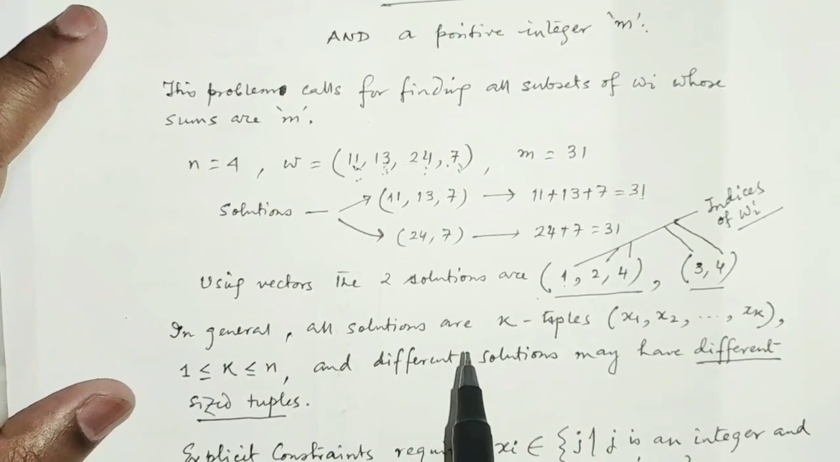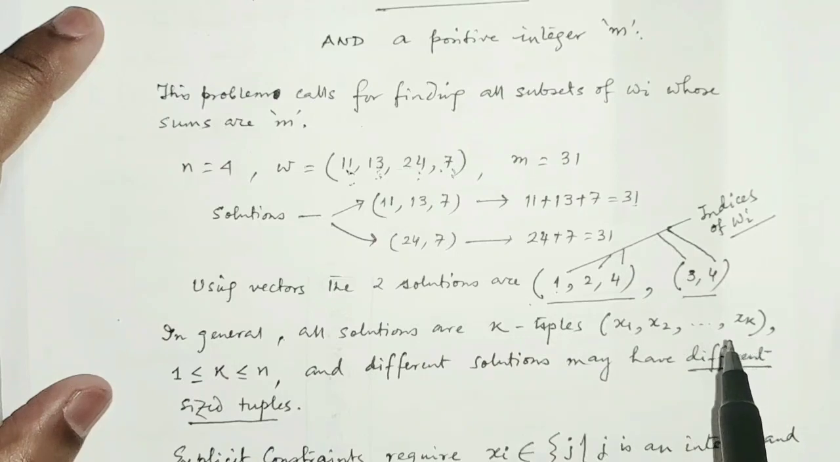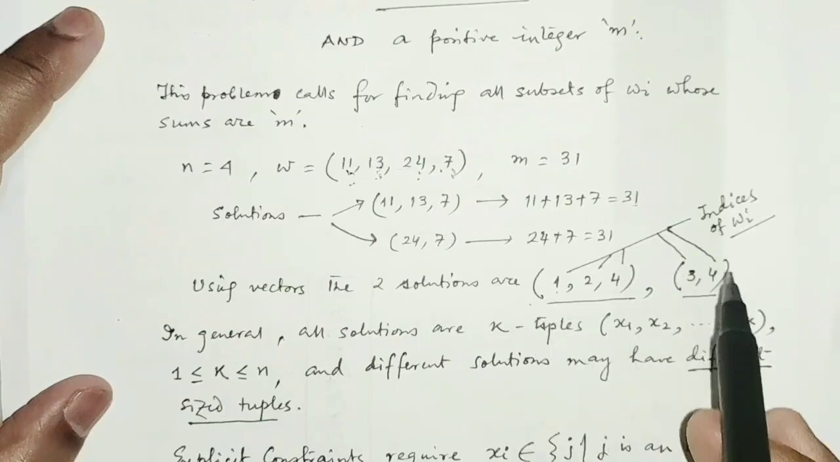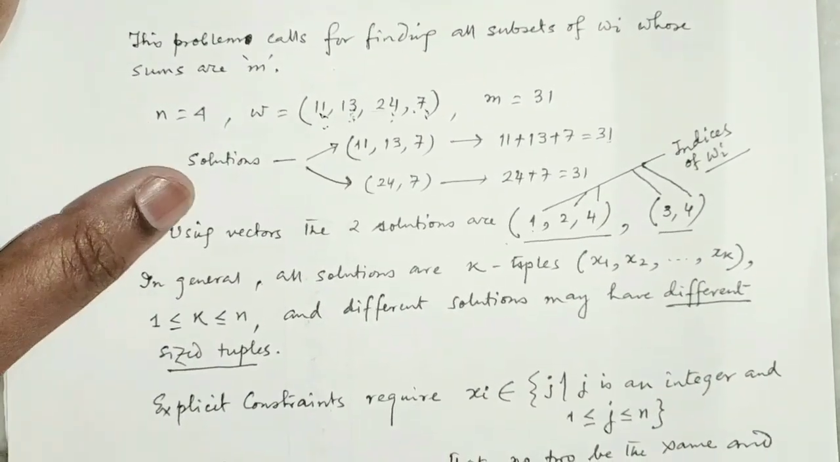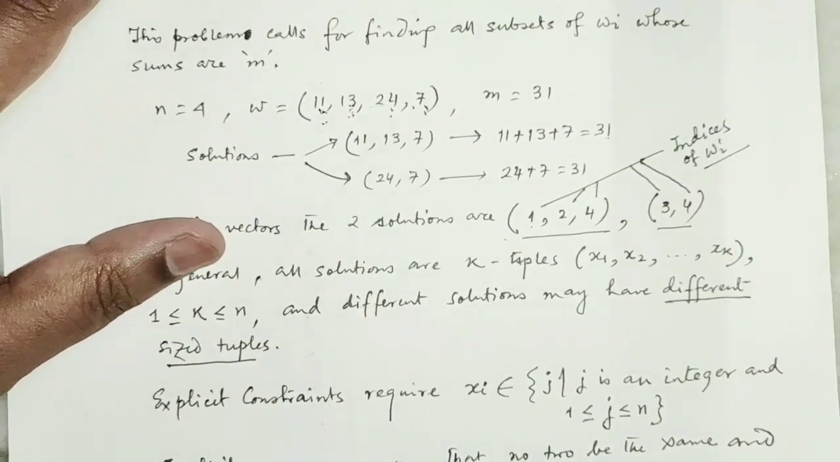So in general, all solutions are k tuples. Here it is a 3 tuple, that is x1, x2 up to xk, where k is from 1 to n, maximum it would be n. And different solutions may have different size tuples. Here it is a 3 size tuple, here it is 2, and so forth. So now you have to derive which one is the explicit constants and which one is the implicit constants.